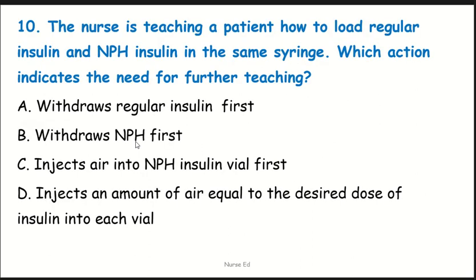Question number 10. The nurse is teaching a patient how to load regular insulin and NPH insulin in the same syringe. Which action indicates the need for further teaching? Option A, withdraws regular insulin first. Option B, withdraws NPH first. Option C, injects air into NPH insulin vial first. Option D, injects an amount of air equal to the desired dose of insulin into each vial. So which is the wrong option is your question. So the answer is option B, withdraw NPH first.